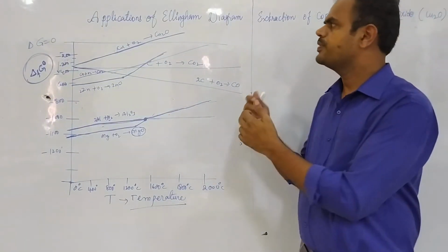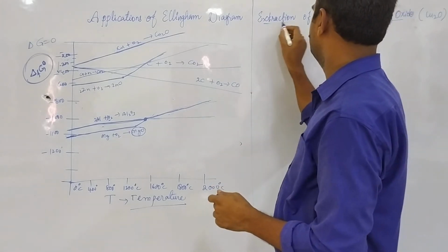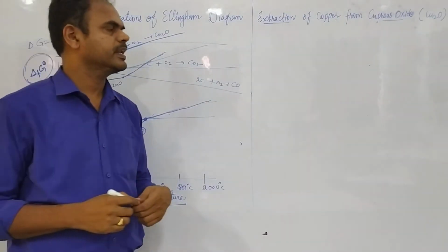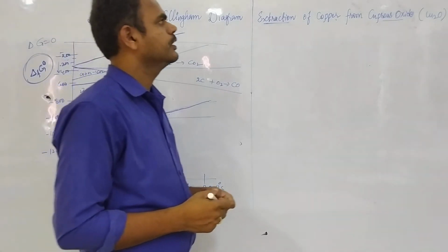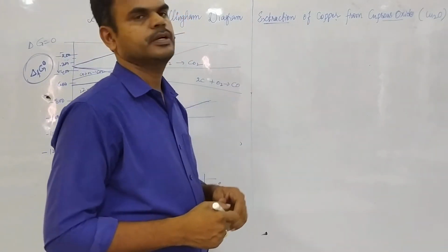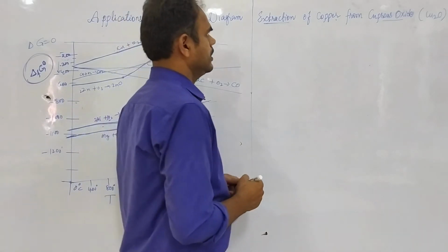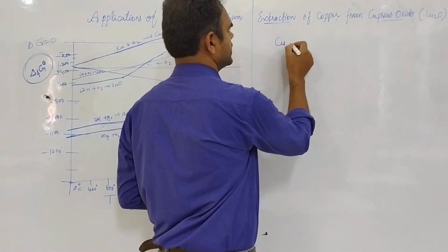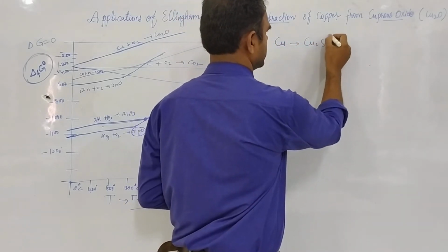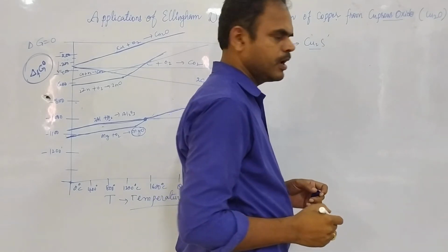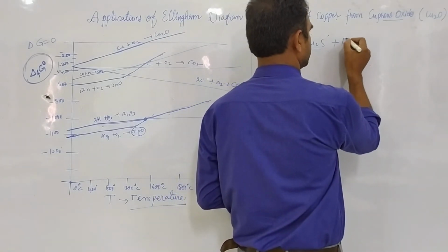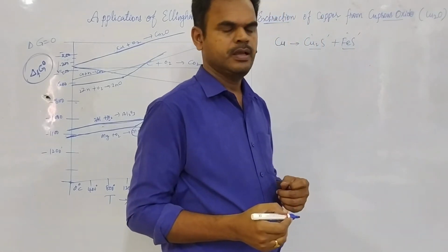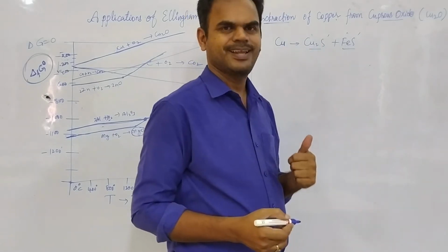So having this knowledge of the Ellingham diagram, how do we apply it in the extraction of metals like copper and zinc? Let us look at the extraction of copper from cuprous oxide. Generally, copper is extracted from copper sulfide ore, which also has impurities like iron sulfide. So how is copper extracted from copper sulfide?